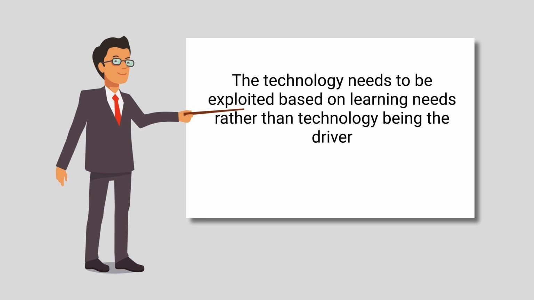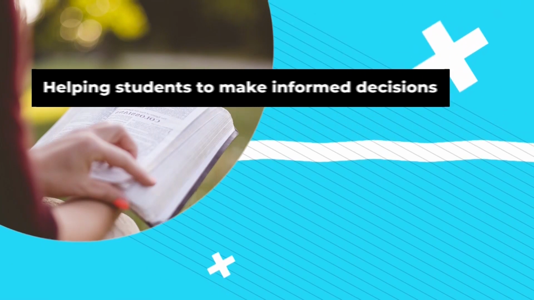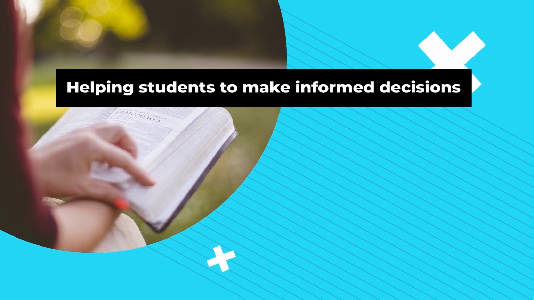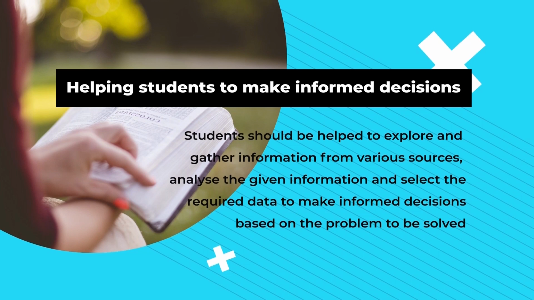Developing information literacy. Facilitating all students to know how to become judicious users of information in an era of information age by empowering them with the skills such as asking, accessing, analyzing, authenticating, and assessing. Helping students to make informed decisions. This again is a skill. Students should be helped to explore and gather information from various sources, analyze the given information, and select the required data to make informed decisions based on the problem to be solved.